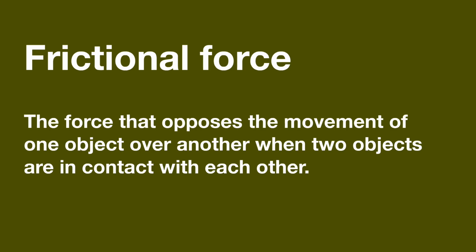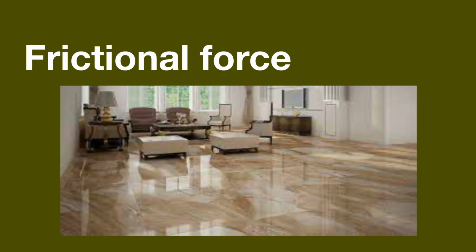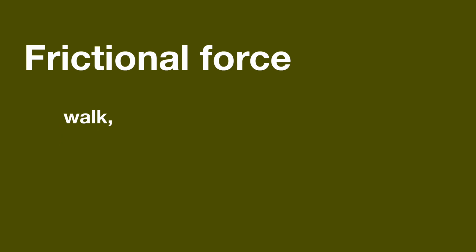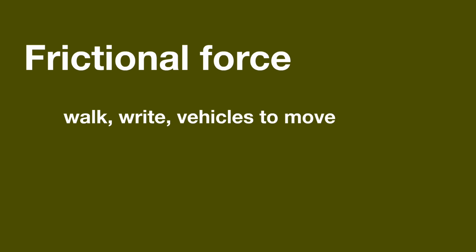Frictional force. The force that opposes the motion of one object over another when two objects are in contact with each other is called friction. Friction stops or slows down the movement of objects across the surface. For example, when you stop pedaling your bicycle, it gradually slows down and then it stops. Smooth surfaces provide less friction than rough surfaces. Friction helps us to walk, it helps us to ride, and it helps vehicles move on the road.